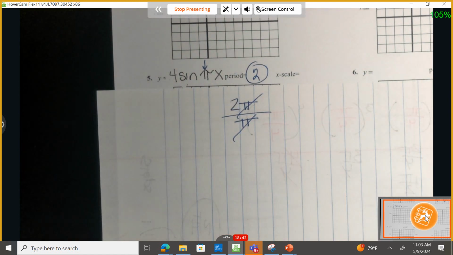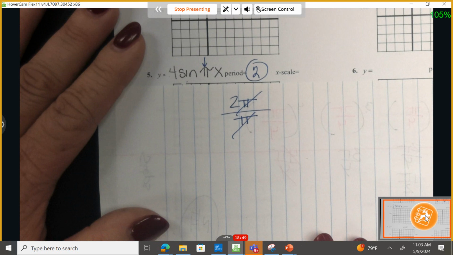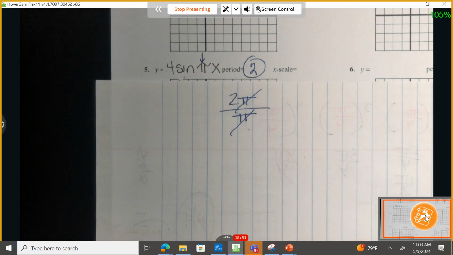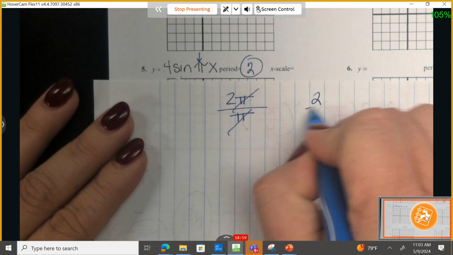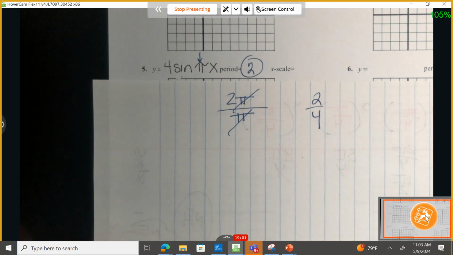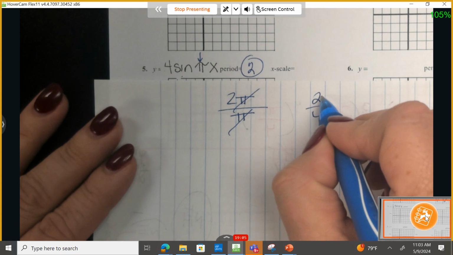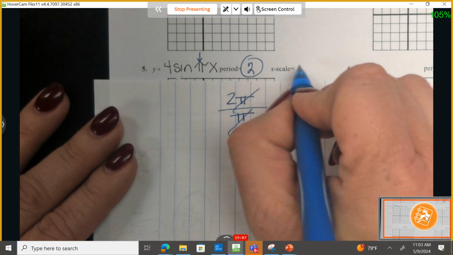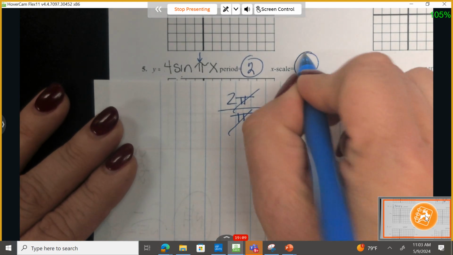So just 2. Raise your hand if you're able to get that right. Okay, about 5 or 6 of us. Nice job. So the period is 2. Now, how many steps are there always to a sine curve? How many steps? 4. We always take whatever the period is, and we always divide it by 4. So 2 over 4 is going to be your x scale, but I know I can reduce 2 over 4. What does 2 over 4 reduce to? It reduces to 1/2.